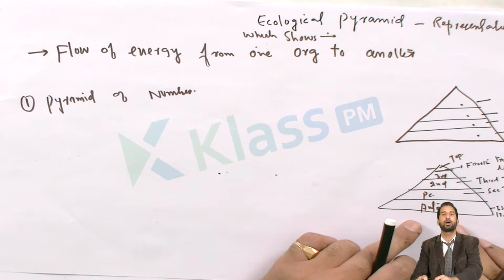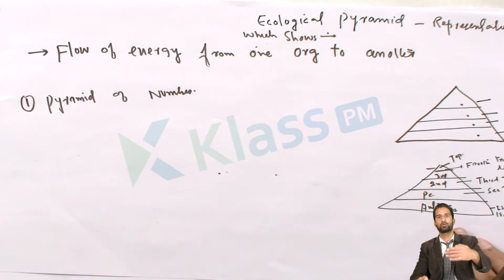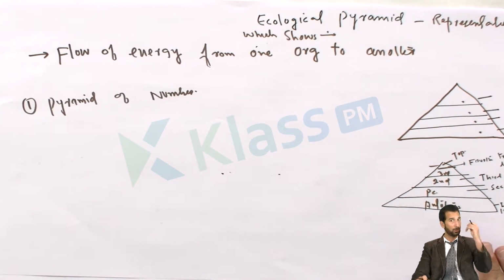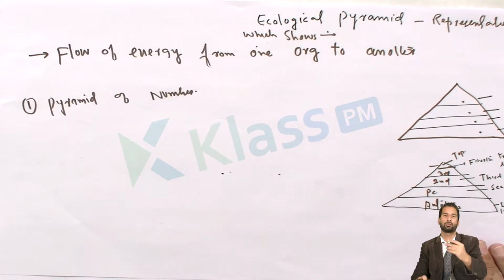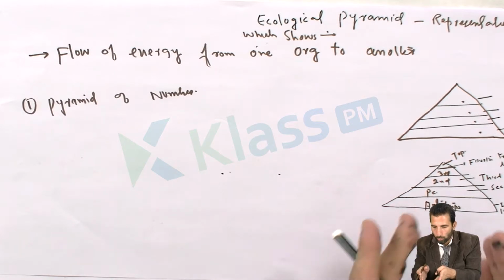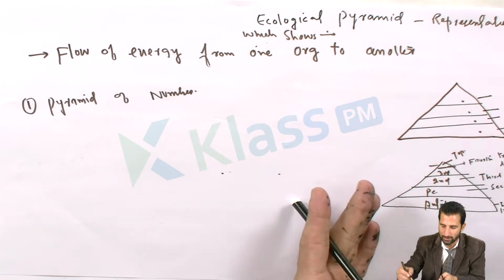So here the autotrophs are there. Suppose here producers are there. The number of producers would be very, very high compared to the primary consumers. It means that the number of primary consumers would be less compared to the autotrophs. So as we move from low trophic level to high trophic level, the number decreases.